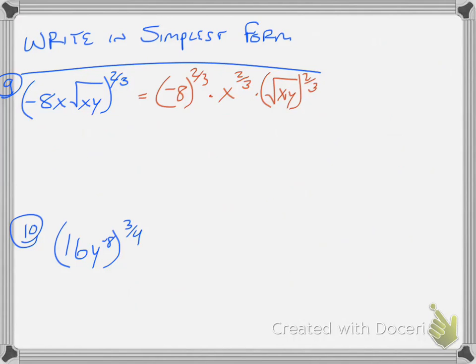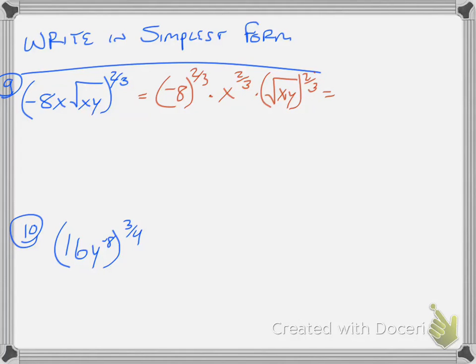And what causes some trouble here is this square root. In order to be able to raise that to the 2/3, I'm going to change that to exponential form. Because if that was xy raised to something, I would be able to do my operations with those two exponents. So as I'm doing it, I'm going to simplify that into exponential form.